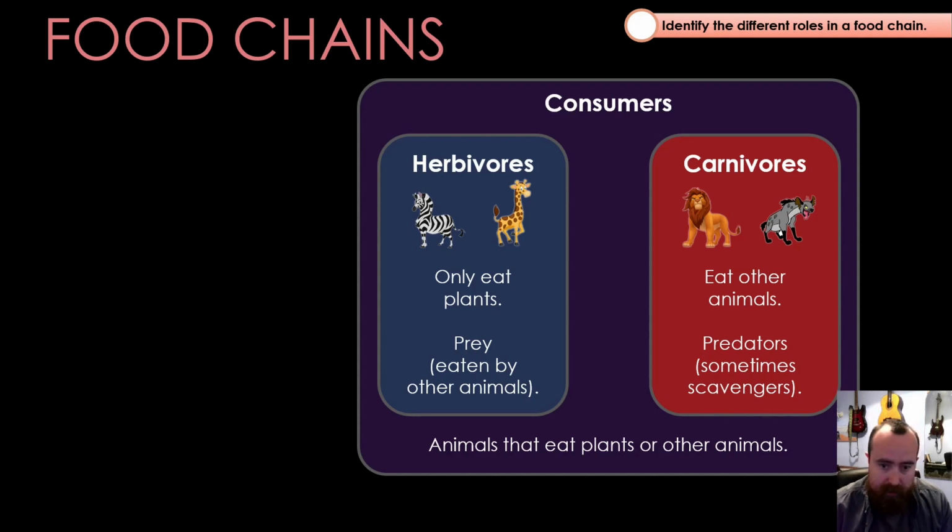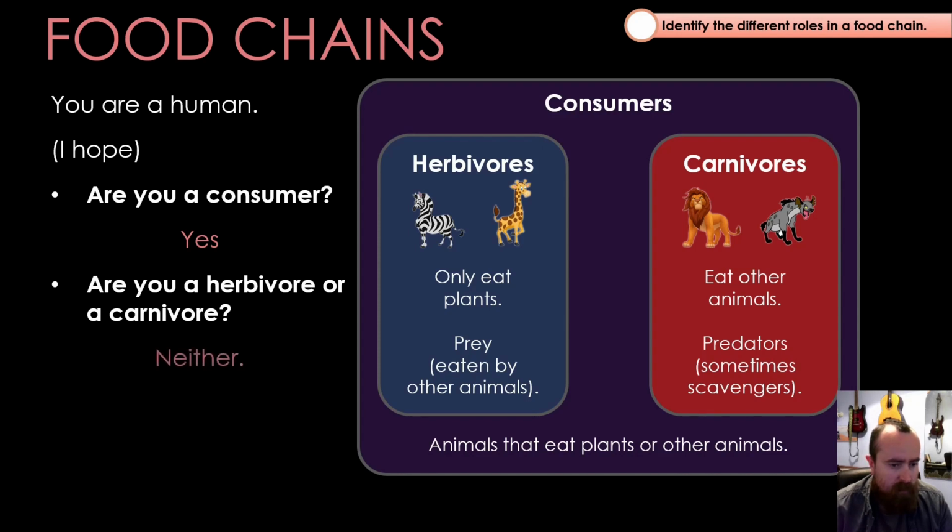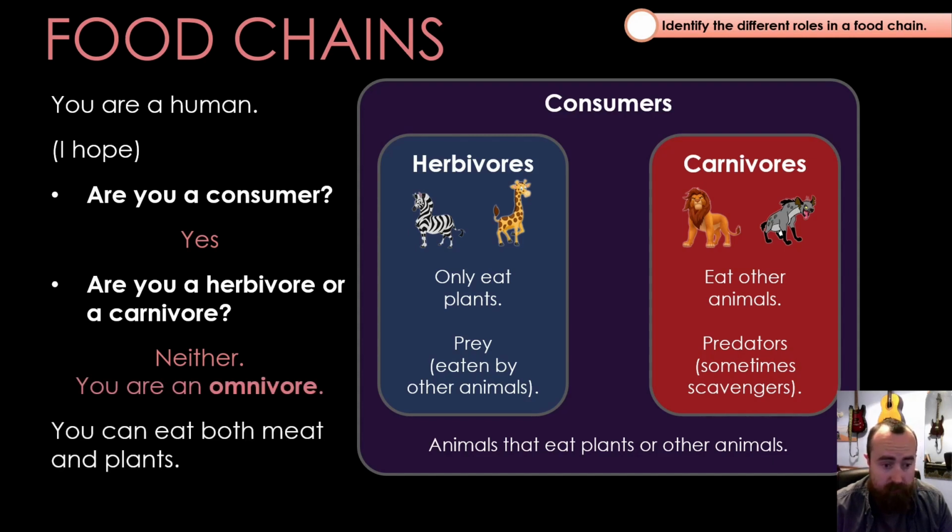So, if I'm not mistaken, you are a human. Would you count as a consumer? The answer is yes, you would count as a consumer. Are you a herbivore or are you a carnivore? Well, actually, technically speaking, you're neither. You're what's known as an omnivore because you eat both plants and meat. You eat animals and plants, or at least you have the ability to. Maybe you're a vegetarian, but you certainly have the ability to eat both plants and meat.